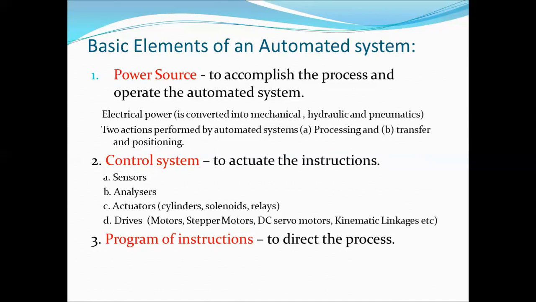Next, which is a very important element of the automated system, is the program. A program is a set of instructions which are used to direct the process or to start the process. Because you have already gone through NC part programming or CNC part programming, in this programming you have to write down a program and your machine will execute on the basis of your program. So this is very important for the automated system.